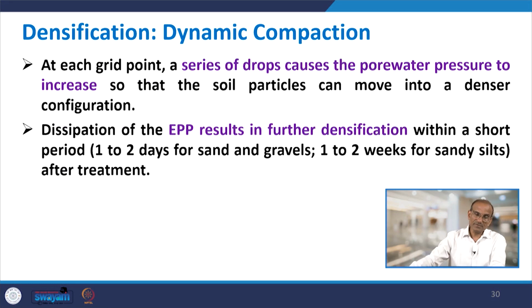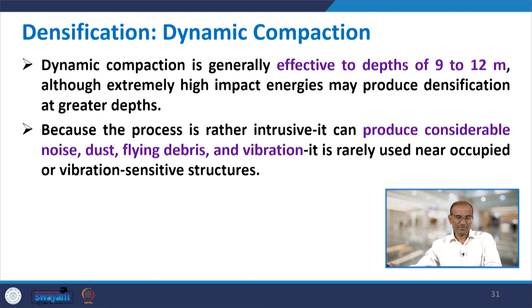Continuing with this, at each grid point a series of drops causes the pore water pressure to increase, so the soil particles can move into a denser configuration. Dissipation of the excess pore pressure results in further densification within a short period, that could be 1 to 2 days for sands and gravels, or even 1 to 2 weeks for sandy silts after the treatment. Dynamic compaction is generally effective up to a depth of 9 to 12 meters, although extremely high impact energies may produce densification at greater depths.